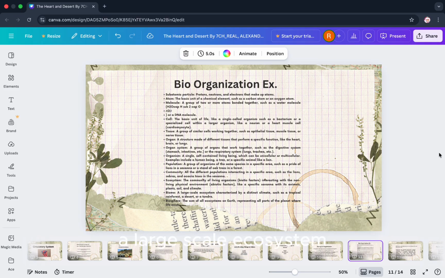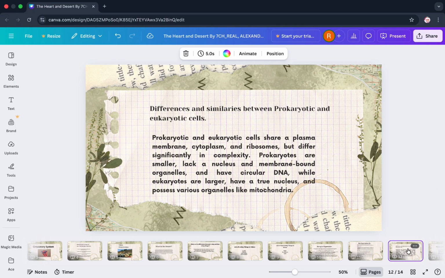Biome, a large-scale ecosystem characterized by a distinct climate, such as tropical rainforest, a desert, or a tundra. Biosphere, the sum of all ecosystems on Earth, representing all the parts of the planet where life exists.